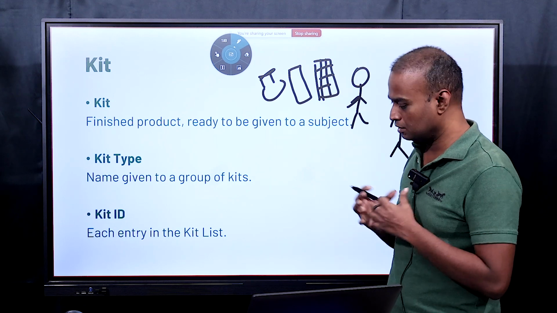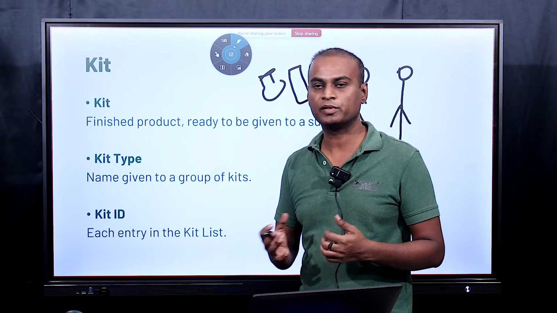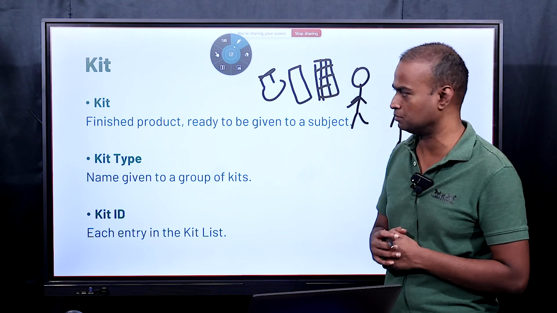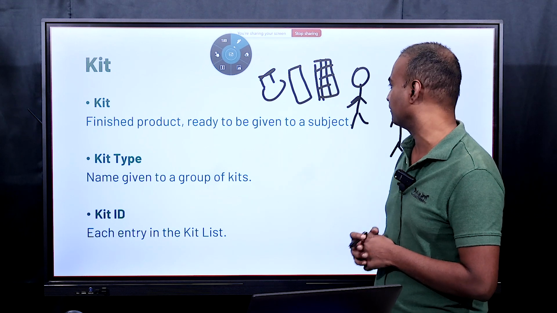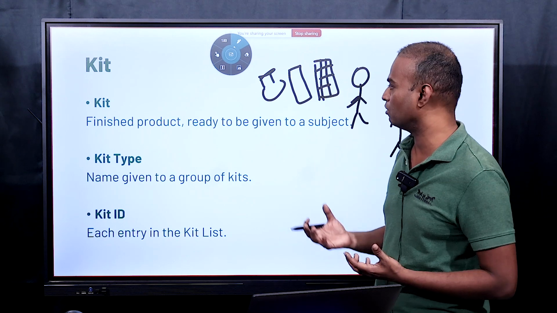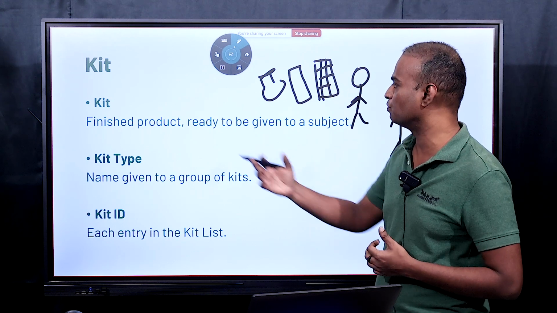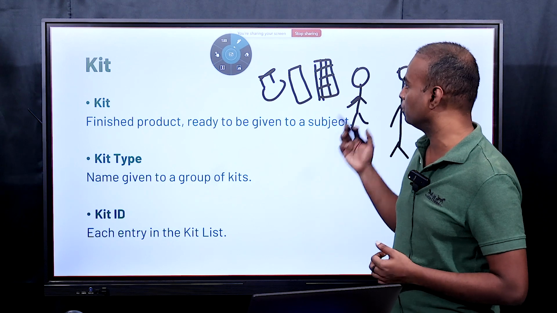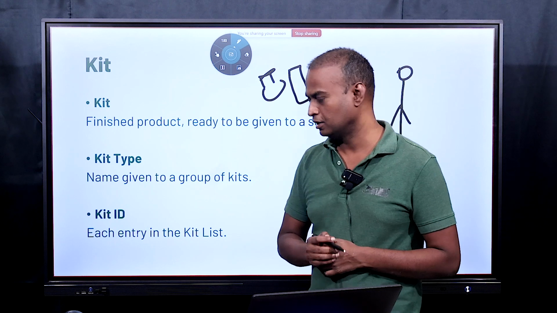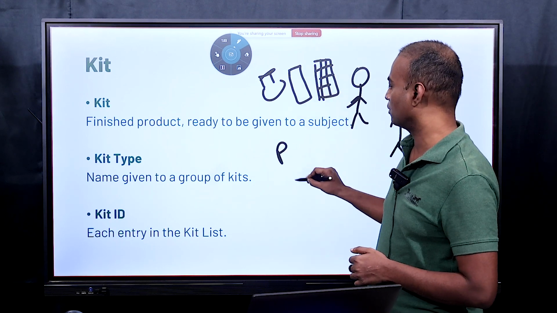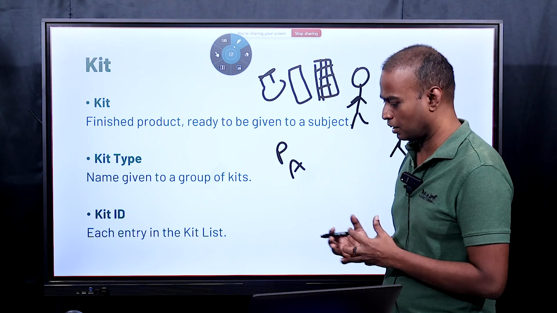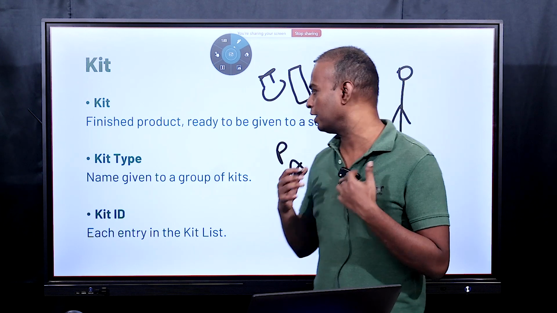So anything that is ready to be given to the patient, and here we should not call him a patient, we should call him a subject. When the subject comes to the clinical site, we hand over a bottle, or a vial, or a syrup, or something. The finished product, the final product that is given to the patient is called a kit, and we give a name to the kit. Whether it is a placebo kit or active kit, or any name, the RT system should be flexible to give any name.